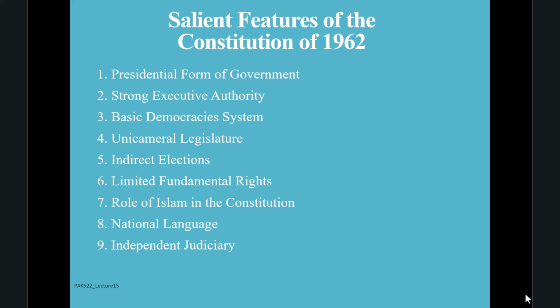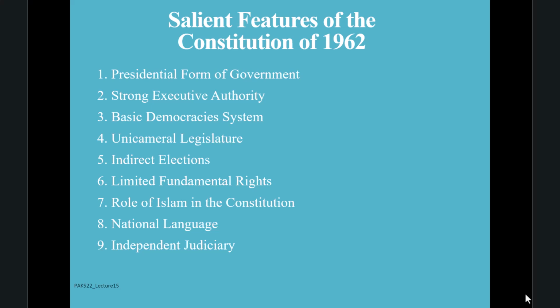Point number 4, unicameral legislature. The 1962 Constitution established a unicameral legislature known as the National Assembly. यानी नेशनल असेम्बली या कौमी असेम्बली का एक ही हाउस था जिसके मेंबरान की तादाद 156 रखी गई थी, यानी 156 मेंबर थे, with equal representation of East and West Pakistan. This arrangement continued the principle of parity.